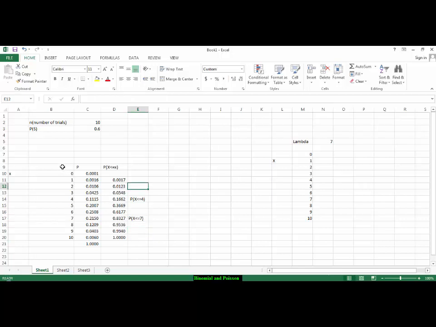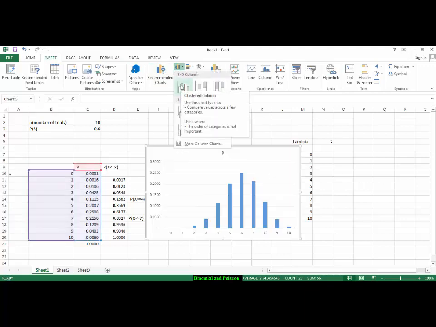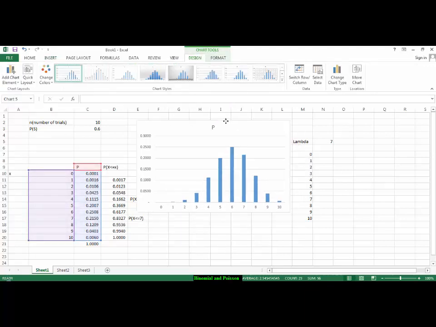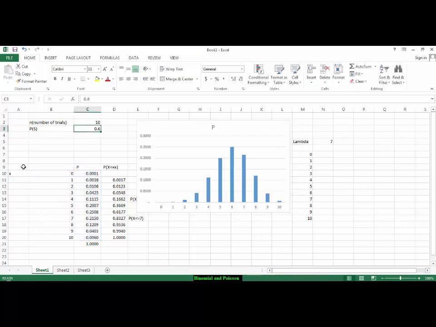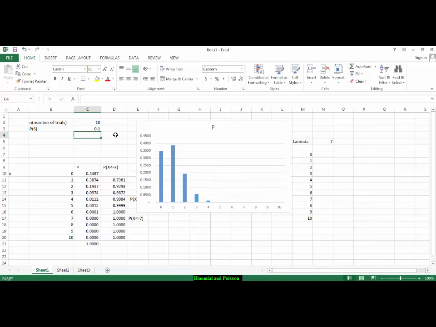Now I can create the probability distribution graph and see what its shape is. So if I change the probability of success to 0.5, I'll get a distribution function that is absolutely symmetrical. However, if I change the probability of success to lower numbers, closer to 0, I'll get a distribution function that is right skewed. And if I change the probability of success to higher numbers, closer to 1, I'll get a probability distribution that is left skewed.